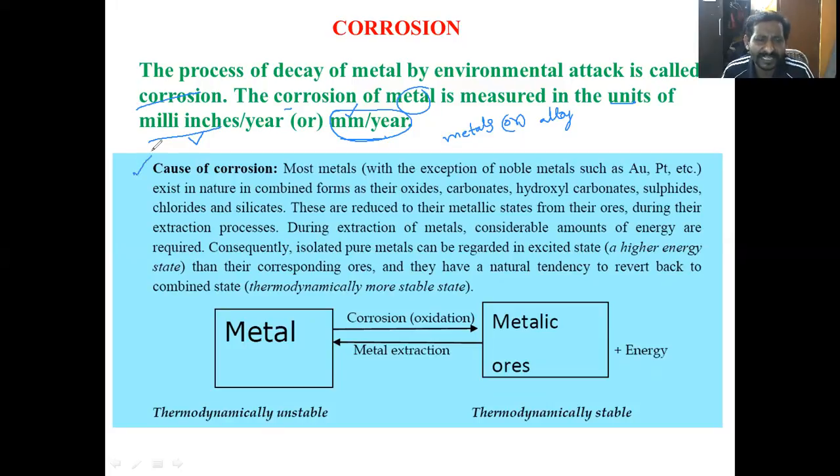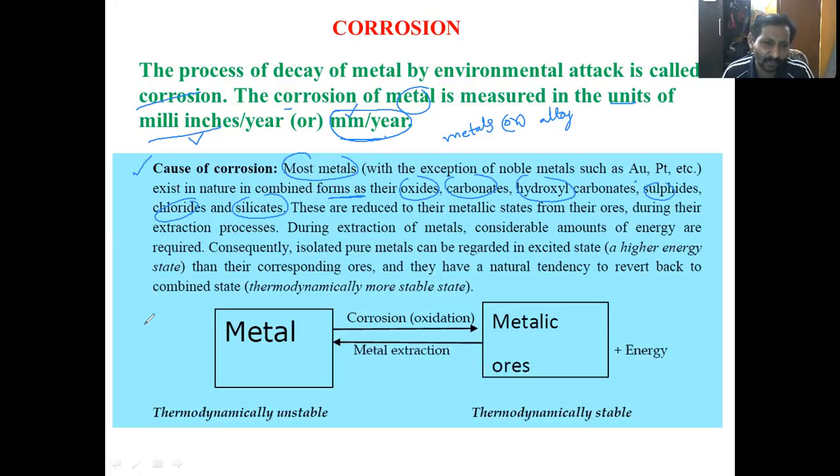The second one is the causes of corrosion. This is a very important mechanism for why metals corrode. Most metals are available in the earth crust in the form of ores. Directly, pure metals are not available in the earth crust. Metals are available in the form of their ores, which means they are combined as oxides, carbonates, hydroxides, sulfates, chlorides and silicates. These are all ores.